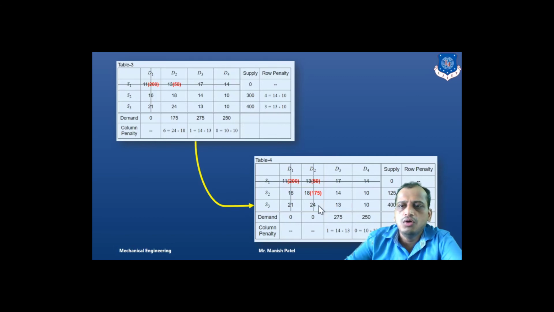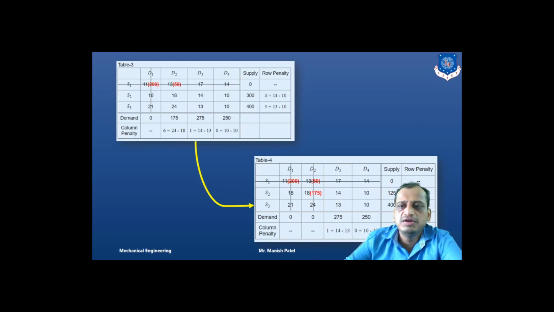And what is left here? 125. Now out of this 2 cross 2 matrix, we have to find out the row penalty and column penalty. 14 minus 10, 4. 13 minus 10, 3. Same here, 14 minus 13, 1. 10 minus 10, 0. Now if you carefully see here, what is the maximum row penalty? It is the row penalty of 4 here. So what can we allocate here? 10 we can allocate here, which is the minimum cost.